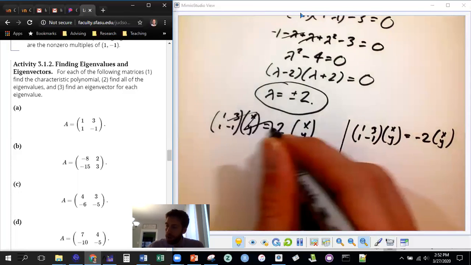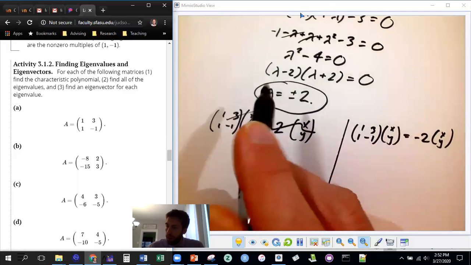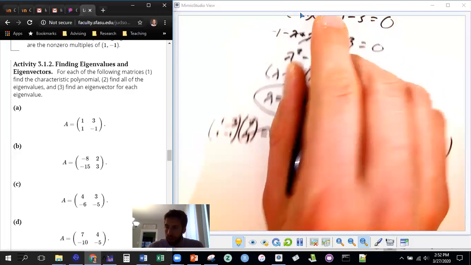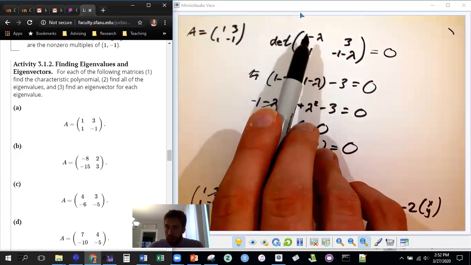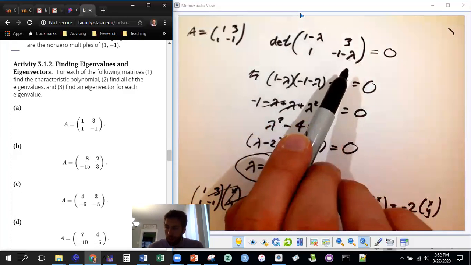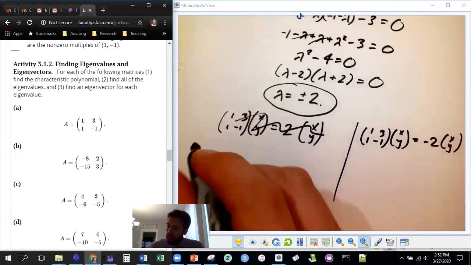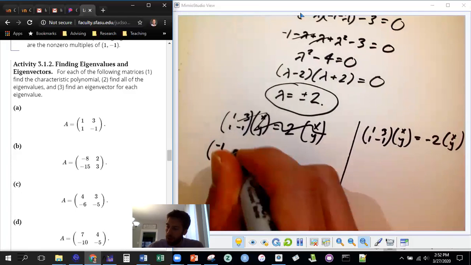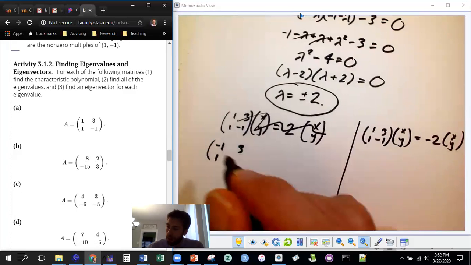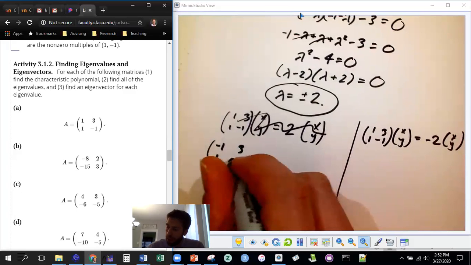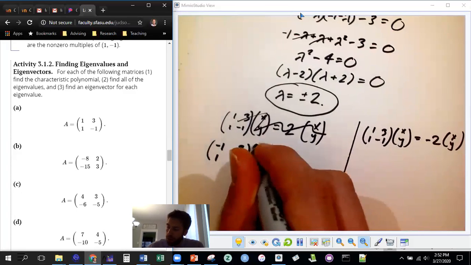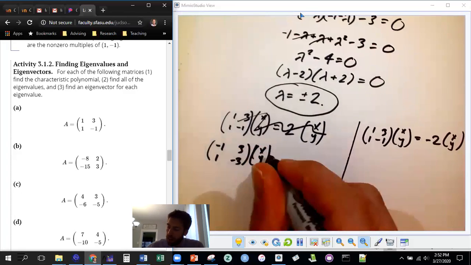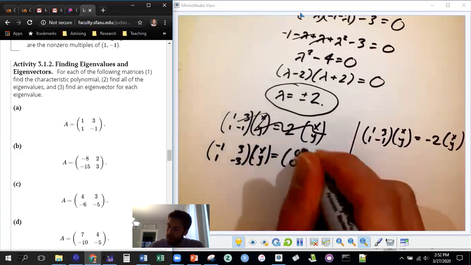All right. So the faster way is that, you know how we did that minus lambda up here? Take this matrix with the minus lambdas and plug in the lambdas. So here, 1 minus 2 is negative 1, 3, 1, and then negative 1 minus lambda is negative 3, times x y. This time equals 0, 0. Okay?